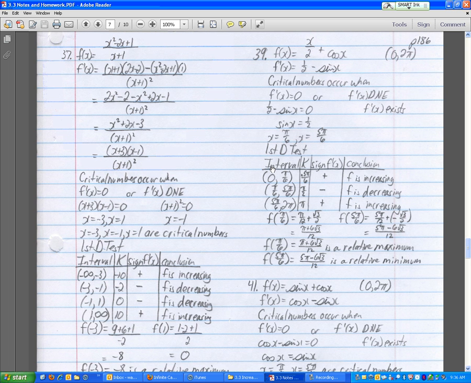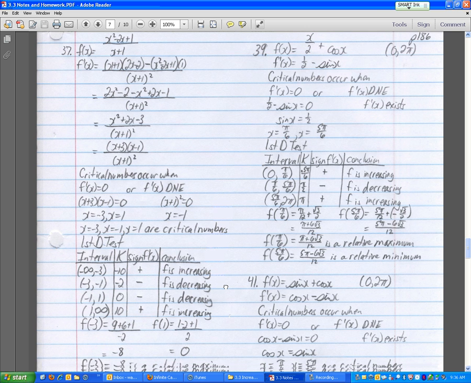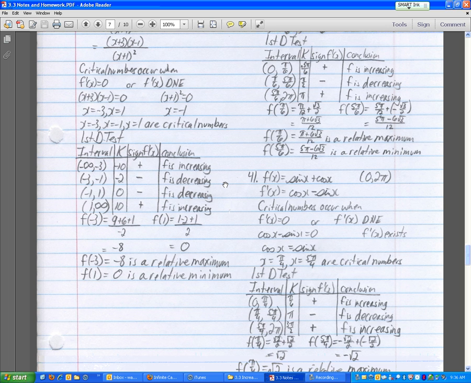Critical numbers occur when the derivative equals 0 or does not exist. A fraction equals 0 when the numerator equals 0. That's how I get x plus 3 times x minus 1 equals 0. And a fraction does not exist when the denominator equals 0. So that's where I get x plus 1 quantity squared equals 0. Then we solve each of those, and we end up with 3 critical numbers. Any questions on setting those parts equal to 0 and solving for x?